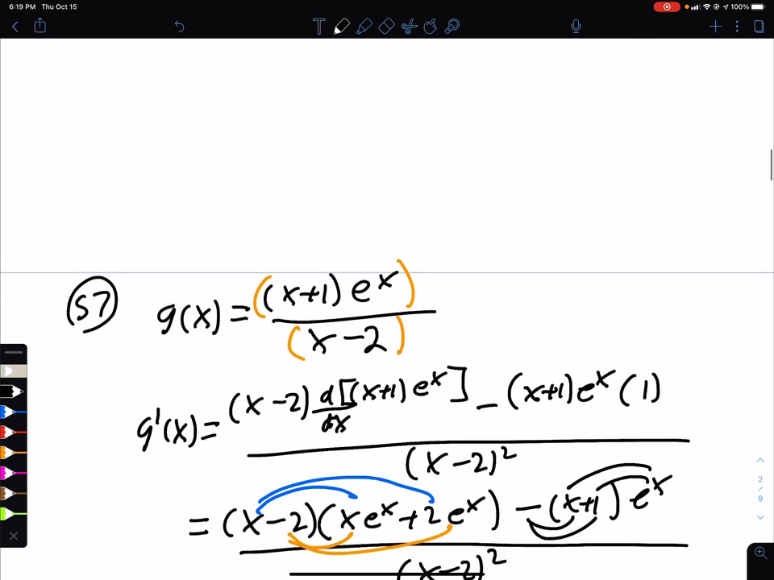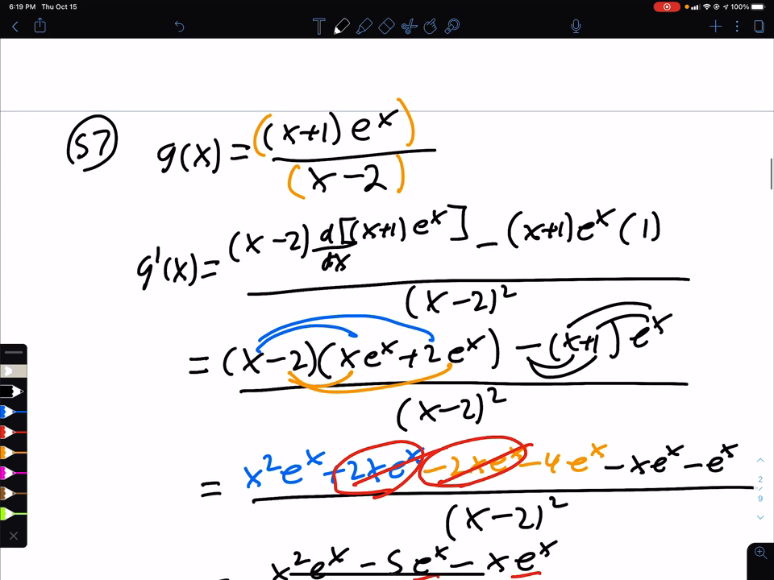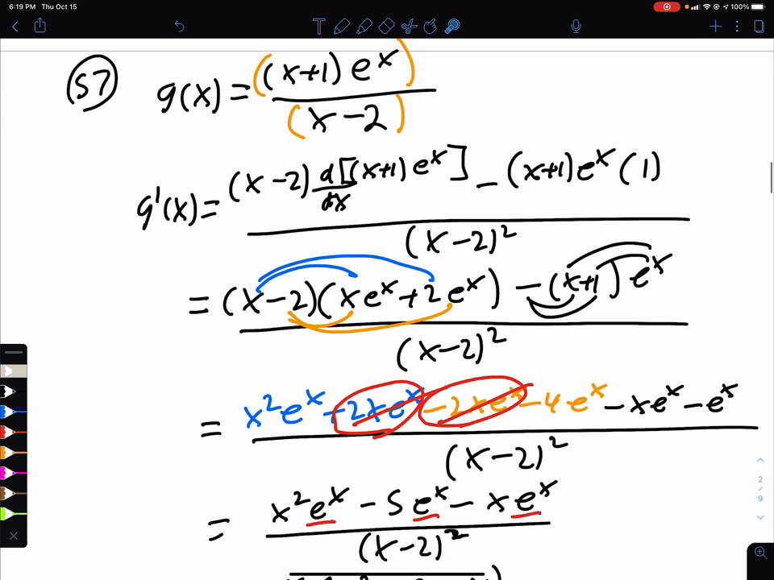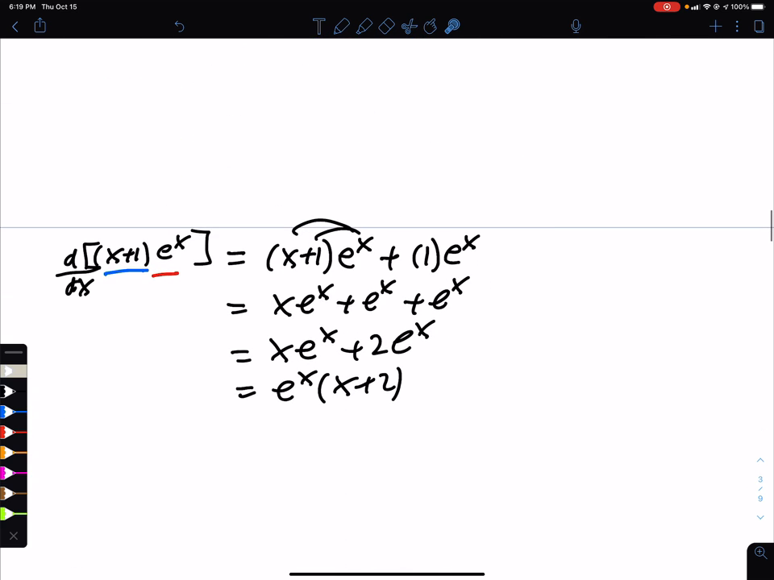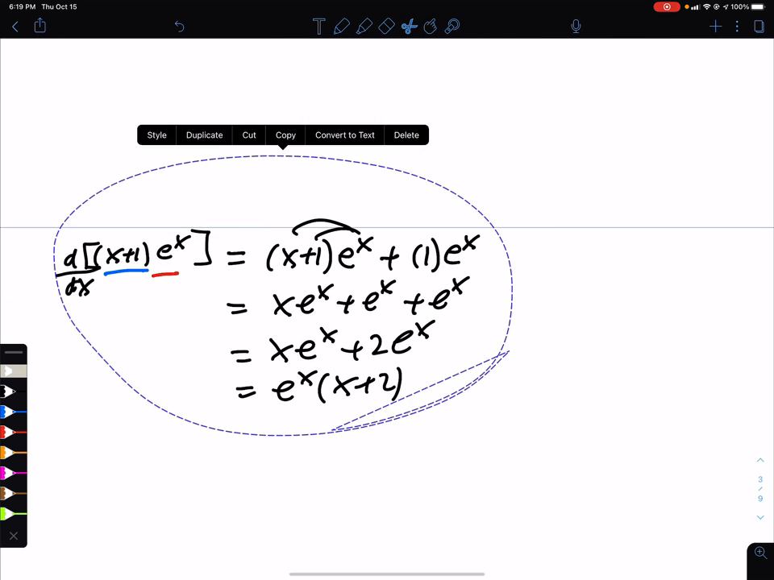So what we had was a quotient rule, but in the midst of doing the quotient rule, we ended up having to do the product rule. So it's a double two rules in one. And that's pretty common, so we need to get used to that. I have one more to go. Let me get rid of this stuff here.